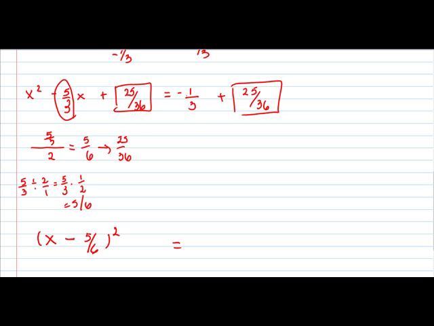Now right here I simplify. I have minus 1 over 3 plus 25 over 36. Let's see. The LCD here is 36, so I times 12. So I have minus 12 over 36 plus 25 over 36, which is 13 over 36.